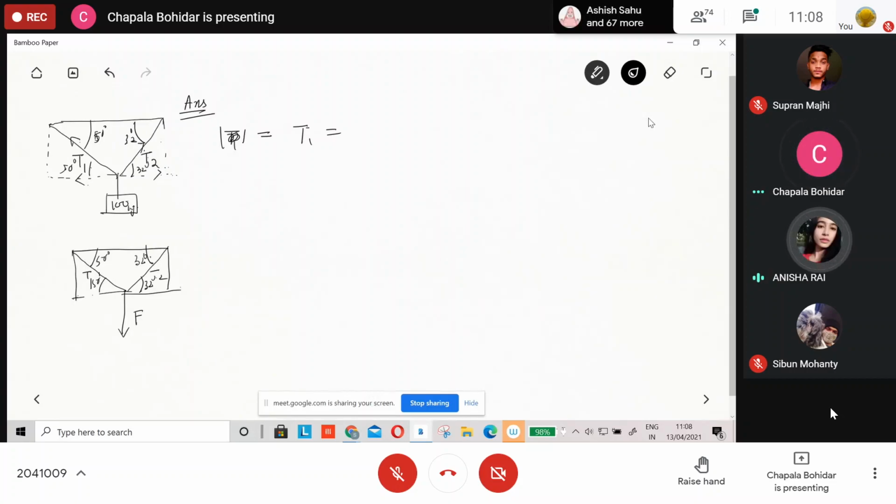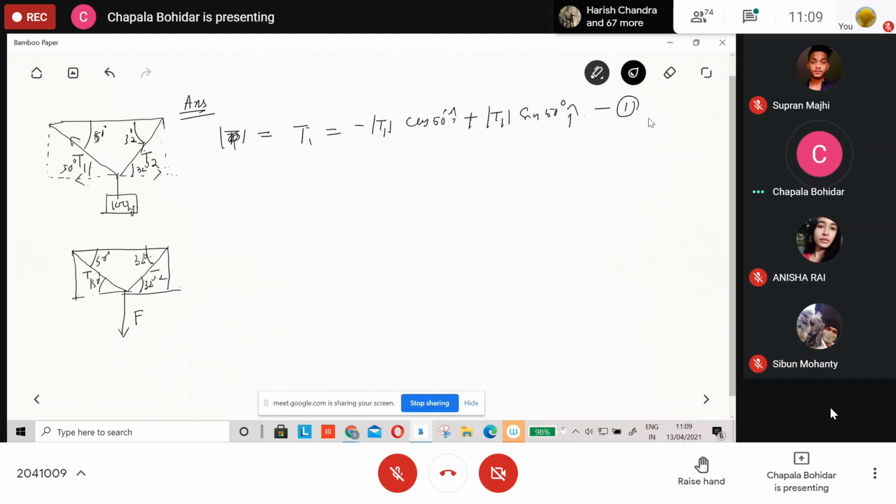Minus T1 cos 50 degree. Very good. Minus absolute value of T1 cos 50 degree i cap. Is it not? The other component, it is on the positive side: T1 sin 50 degree j cap. Is it not? Say it is equation 1.